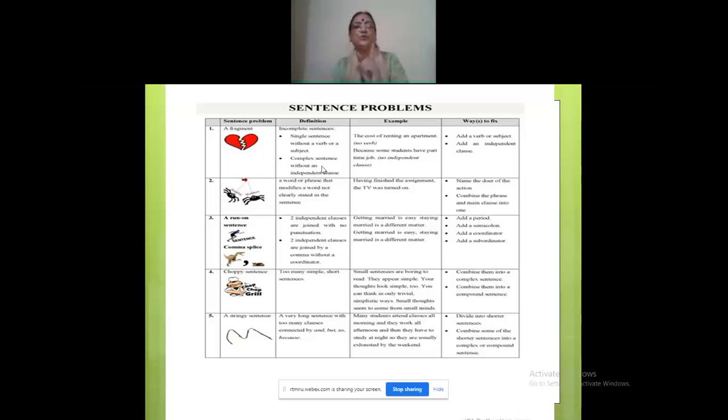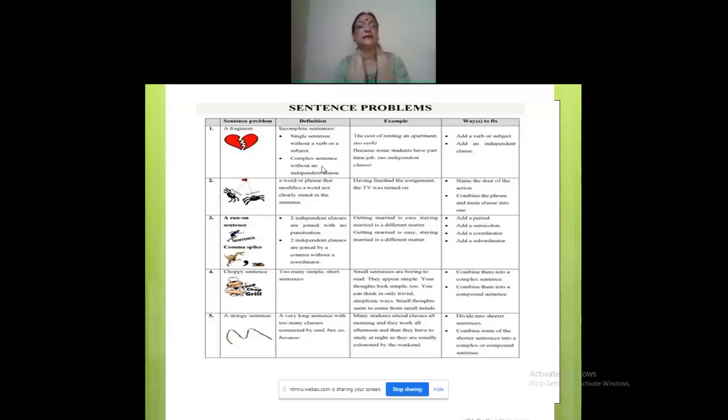So name the doer of the action. Who is carrying out that action? So Rashmi, she, he, they, whatever. Then you have to combine the phrase and main clause. When they are combined, they are naturally integrated and then it becomes easier. So Rashmi turned on the television after having finished the assignment. Two thoughts have become one, and Rashmi we have added.